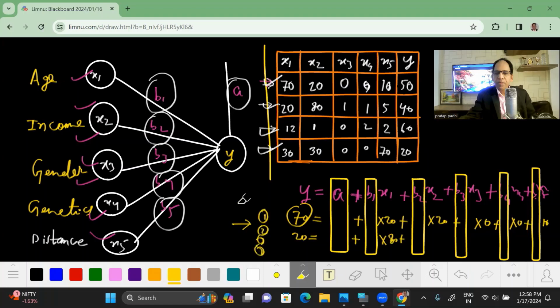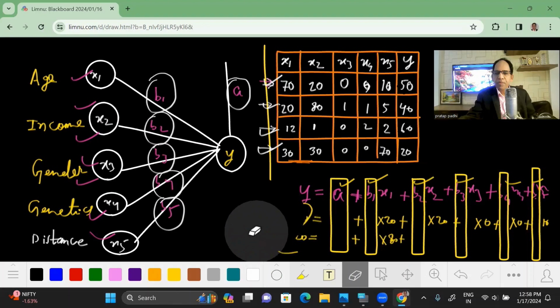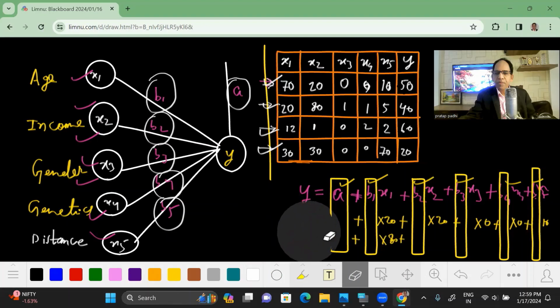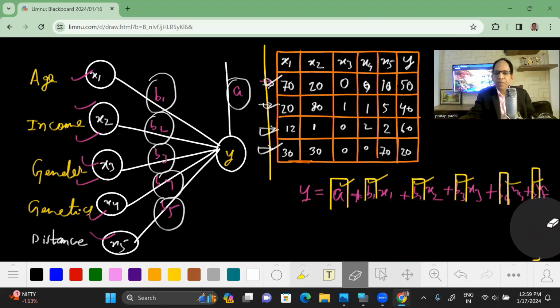So you have to find those values of A, B1, B2, B3, B4, B5 for which the loss is minimum. Because you can never find exact values of A, B1, B2, B3, B4, B5 which will satisfy all equations. Because the data is not according to our wish. That is real world, practical data, whatever way the data is, that way it will be. So ultimately, you have to compromise.